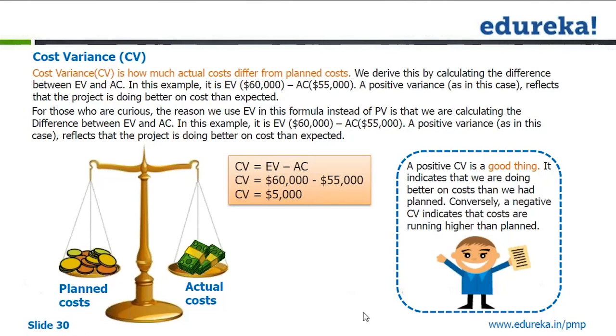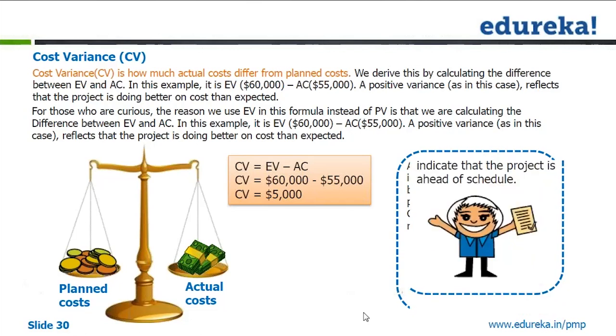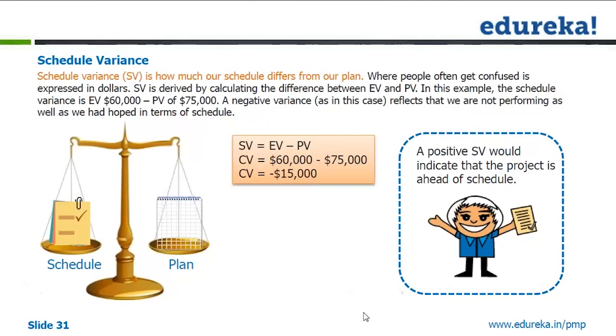Now look at the schedule variance. Schedule variance is earned value minus planned value. That is 60,000 minus 75,000, which is minus 15,000, which means that you are behind schedule. Right?